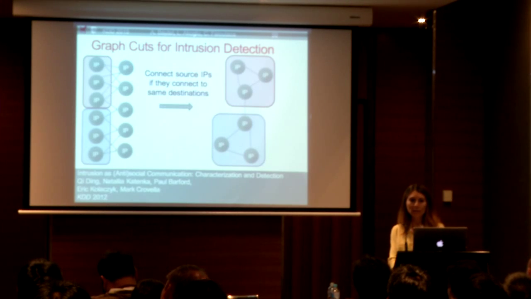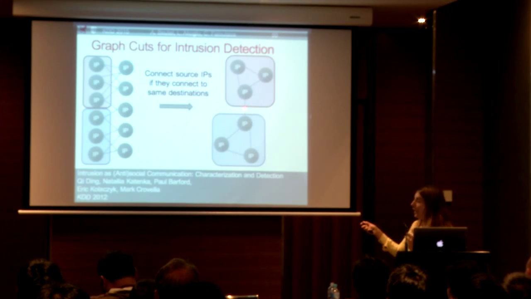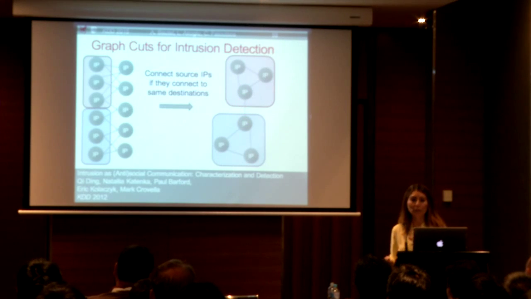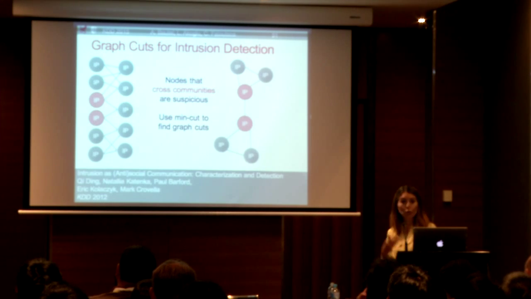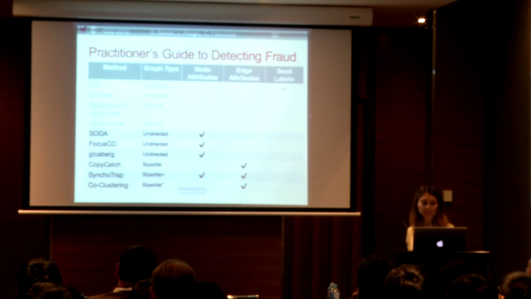And they define something as intrusive if an edge, in particular, is intrusive, a connection, if it crosses community boundaries. They call this antisocial behavior. So social behavior is within your group. If you cross community boundaries, then that is something suspicious. Okay, so this is, again, fraud analysis or intrusion detection through a subgraph analysis.